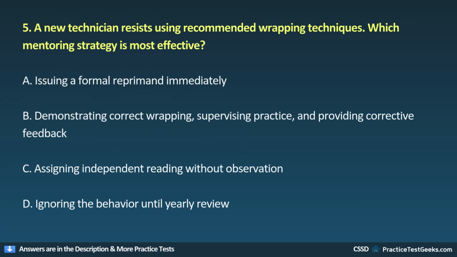5. A new technician resists using recommended wrapping techniques. Which mentoring strategy is most effective? A. Issuing a formal reprimand immediately. B. Demonstrating correct wrapping, supervising practice, and providing corrective feedback. C. Assigning independent reading without observation. D. Ignoring the behavior until yearly review.